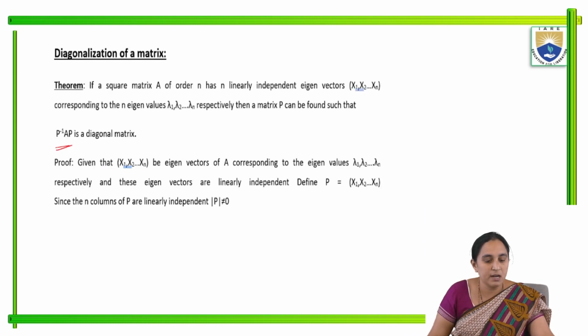From the condition, what is the statement? If a square matrix A of order n has linearly independent eigenvectors x1, x2 and so on xn corresponding to the n eigenvalues lambda 1, lambda 2 and so on lambda n respectively, then a matrix P can be found such that P inverse AP is a diagonal matrix. This is the proof of that.